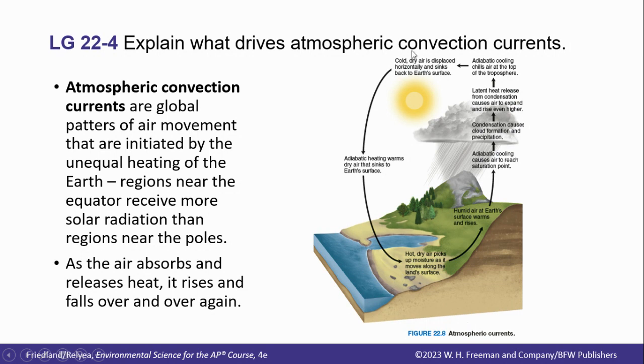So, we'll start here. Cold, dry air is displaced horizontally and sinks back to the Earth's surface. As it sinks back to the Earth's surface, you have adiabatic heating, which warms the dry air that sinks down to the Earth's surface. So as it comes back down, it's getting warmer. Because it was cool, and as it gets to the Earth's surface, it's heating back up. Hot, dry air picks up moisture because we know that hot air can hold more moisture, and then it starts to rise again. Humid air at the Earth's surface warms and rises. You guys know that hot air rises.